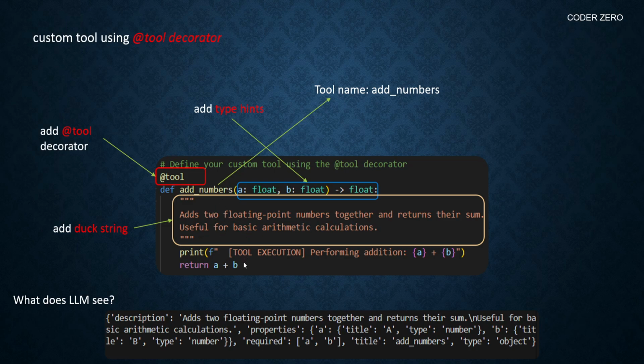Now this is the function we wrote in Python, right? But what does the LLM see when we give this function to it? So when we give this function to the LLM, it sees something like this. So description is two floating point numbers, the description we have here, then properties here, then required A and B, and title add number. So this will be the name of the tool. Now let's see this in action.